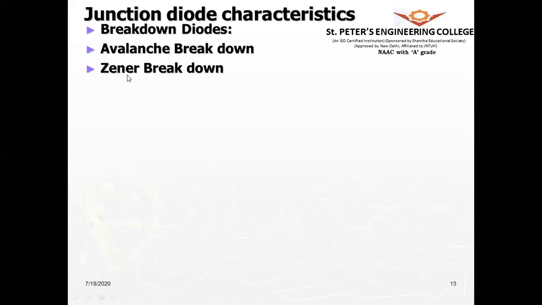And when you take a heavily doped diode, then for a very small voltage, there will be a breakdown, and such a breakdown we call a Zener breakdown. So we can control the breakdown at a very small voltage level itself. That we call a Zener breakdown. So we can get a breakdown for very small voltage.